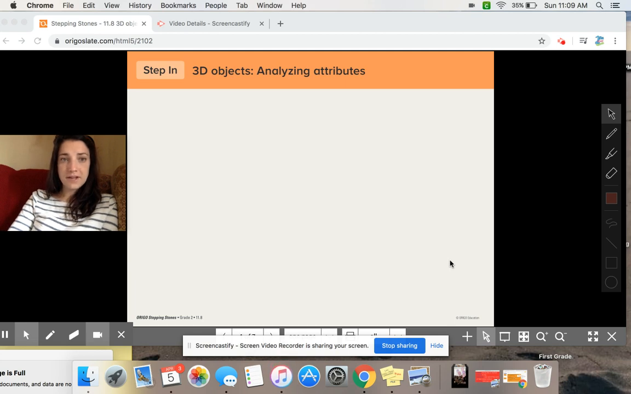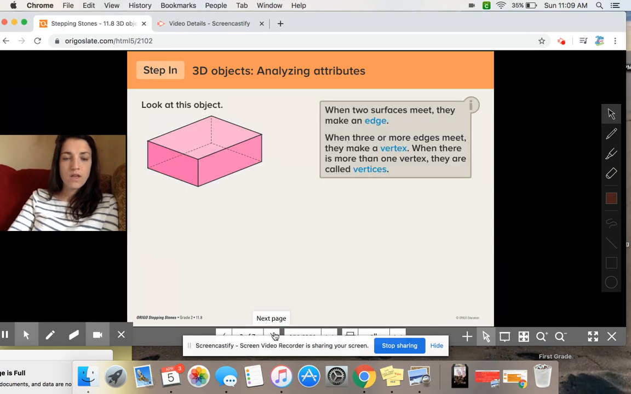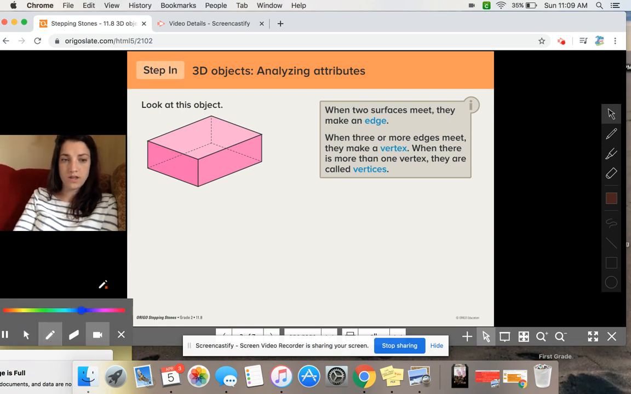Hi friends, I'm here today to go over different attributes of 3D objects. So when we look over here, we have this 3D object, and here's the 3D object. So there's some information over here that I'm going to go over with you.